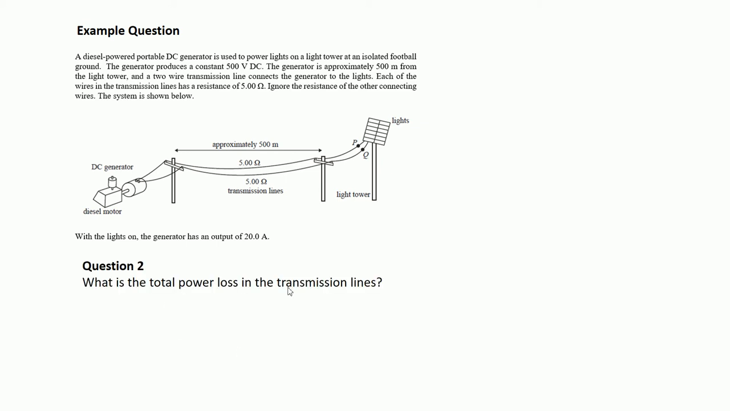Question number 2, what's the total power loss in the transmission lines? Well, power loss is a question mark. The total resistance is 10 ohms, and the current traveling through the transmission lines is 20 amps. We know that power loss is I squared R. 20 squared is 400 times 10 is 4,000 watts for our power loss.